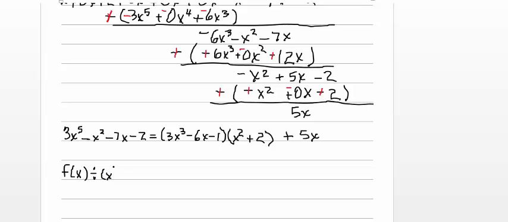The answer to the division, f of x divided by x squared plus 2, is my quotient, 3x cubed minus 6x minus 1 plus 5x over x squared plus 2. So that would be the answer to the actual division. The equation above is the equation from the division algorithm.